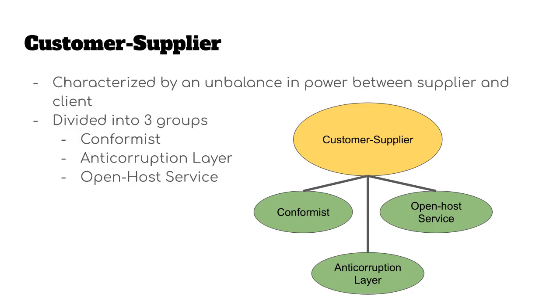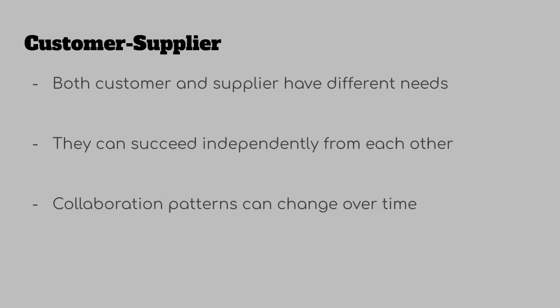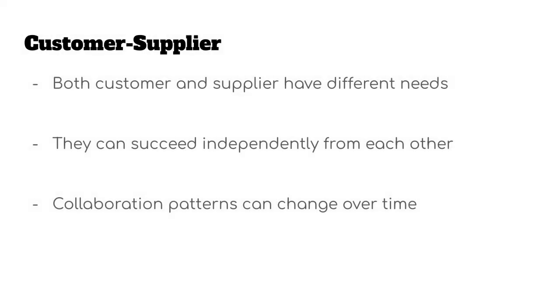The reason for this unbalance in power is usually the fact that suppliers and consumers can succeed independently from each other, like when you integrate with a third party belonging to a company different from your own. You both have needs, and collaborating increases your chance for success, but you exist separately, and each company has its own agenda.